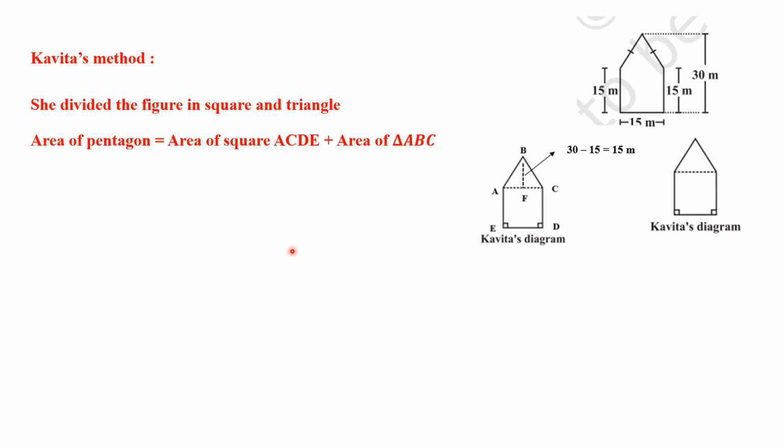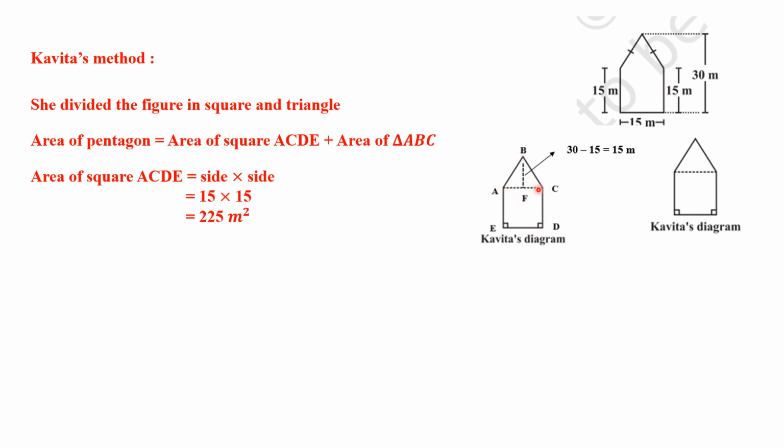Now how to find the area of a square? Area of a square is side into side, right? So from here the measure of each side is 15, which is given in the question. So 15 into 15 will give me 225 meter square. Next I will find the area of the triangle. Now to find the area of the triangle you should know the base, you should know the height.